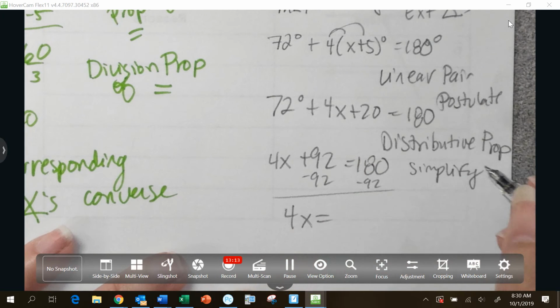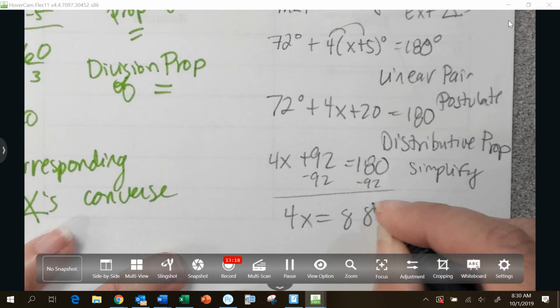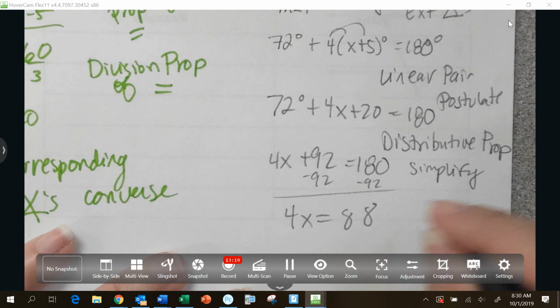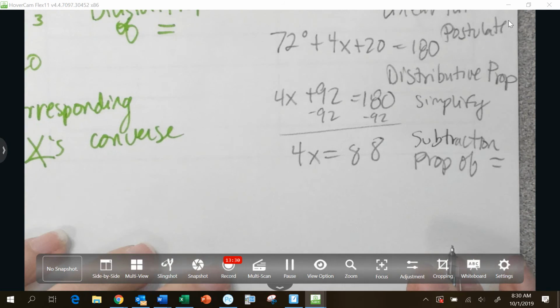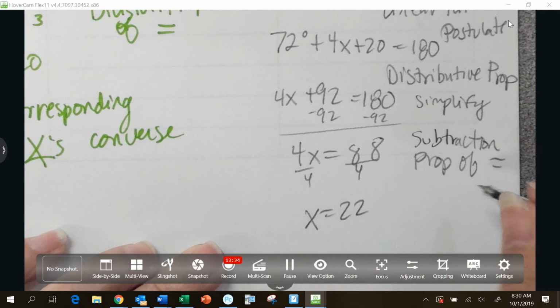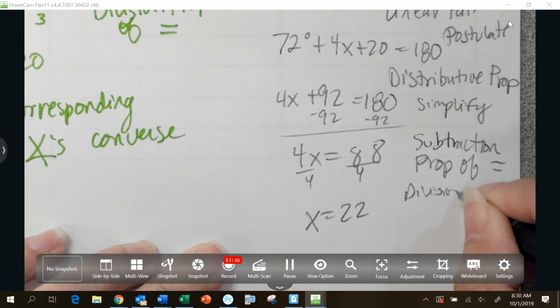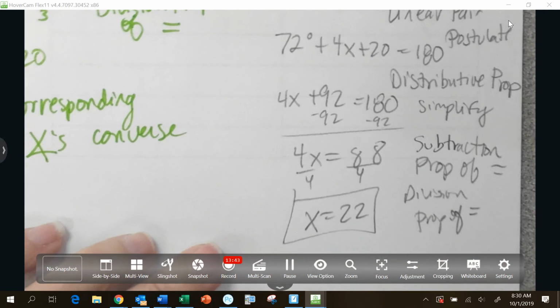4x equals, what is that? 88? Is it 88? Help me out. Is it 88? Yeah, it's 88. Okay. What property is that? Subtraction property of equality. Divide by 4. Division property of equality. Done. That's all we're doing today.